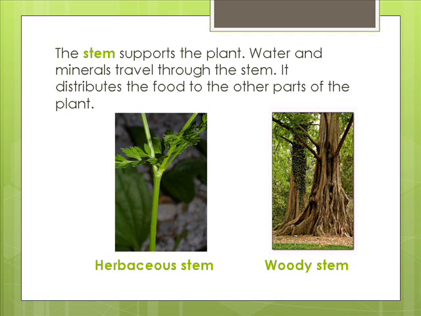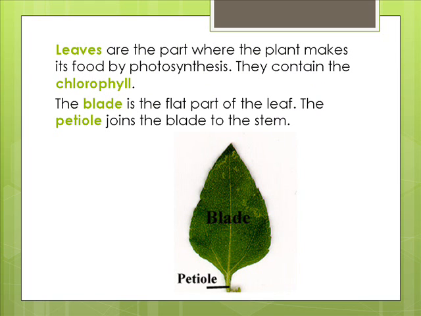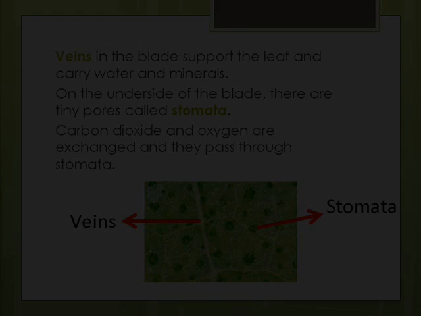There are herbaceous stems and woody stems. Leaves are the part where the plant makes its food by photosynthesis. They contain the chlorophyll. The blade is the flat part of the leaf. The petiole joins the blade to the stem.